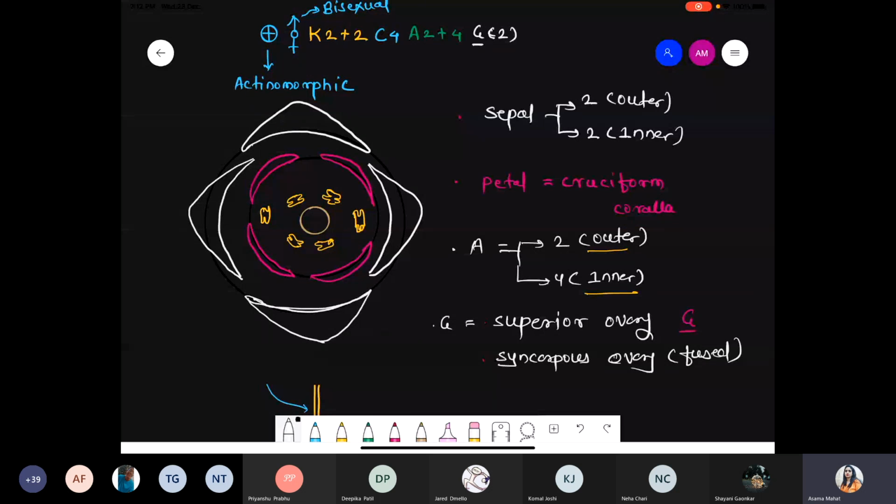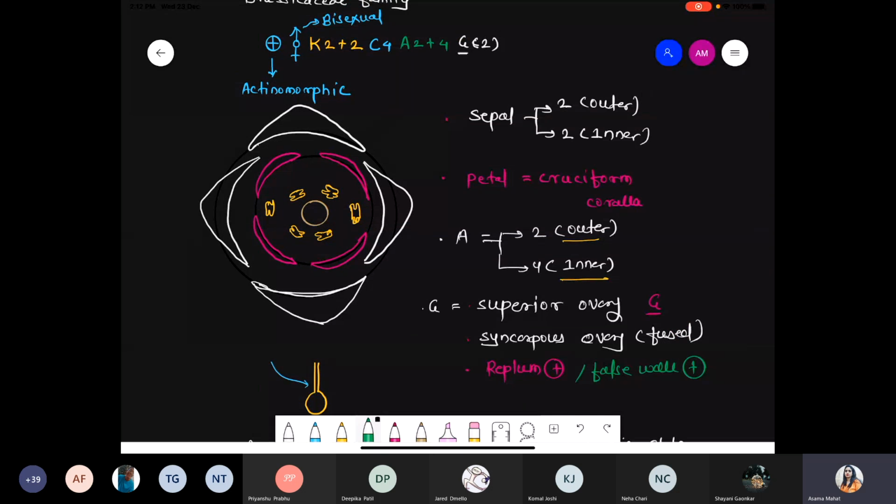And one important thing, in case of the gynoecium there is a presence of the replum, and you know very well, replum present means that a false septa, a false wall is present. Replum is also called the false wall, false septa. So again, this is a characteristic feature in case of the Brassicaceae. Okay. So superior ovary pattern, 2 ovaries are present.